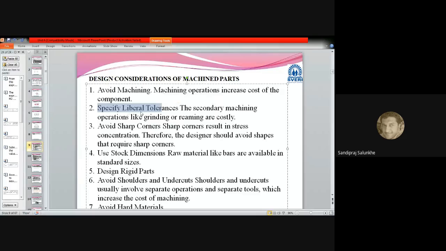Second is to specify liberal tolerance, because for components manufactured by means of machining, the tolerance will get maintained depending upon the machining condition. So we have to provide liberal tolerance on that component. In this case also avoid sharp corners, because sharp corners will create stress concentration. So sharp corners have to be avoided.